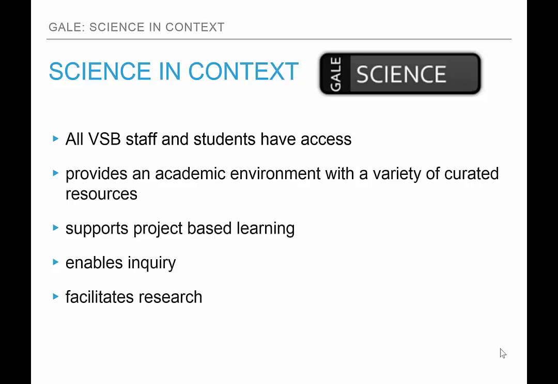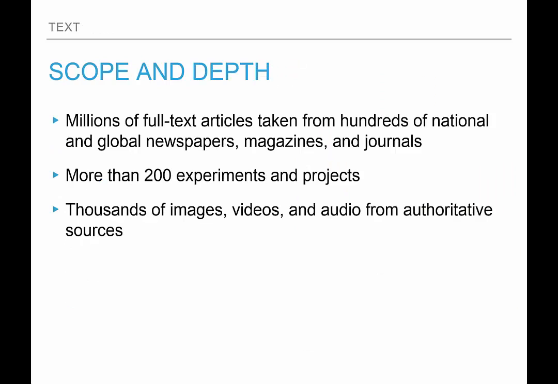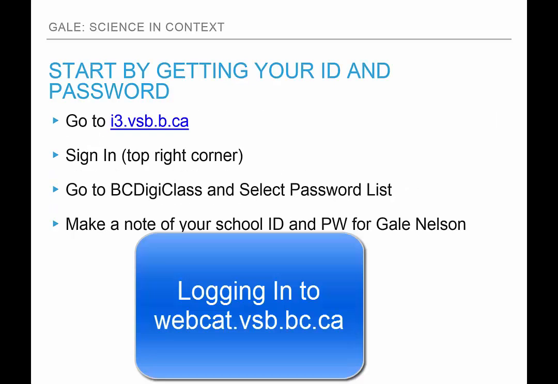Science in Context is available to all VSB staff and students. It provides an academic environment with a variety of curated resources. One of the things it does well is that it simplifies the process of searching for reliable sources. It has millions of full-text articles taken from hundreds of national and global newspapers, magazines, and journals. Now to begin, what you need is a username and a password.